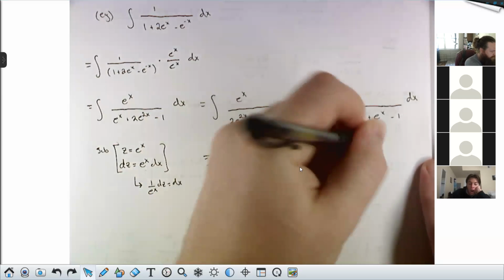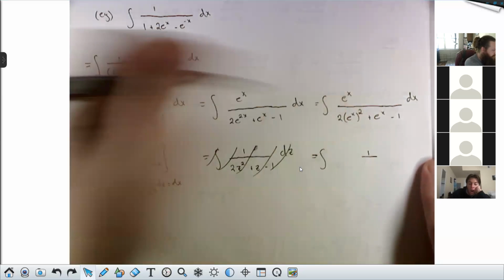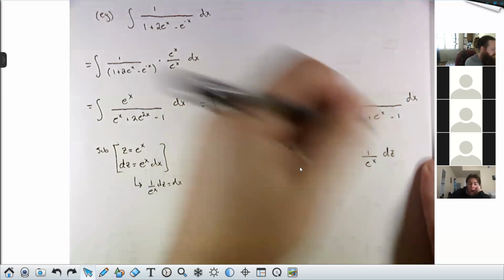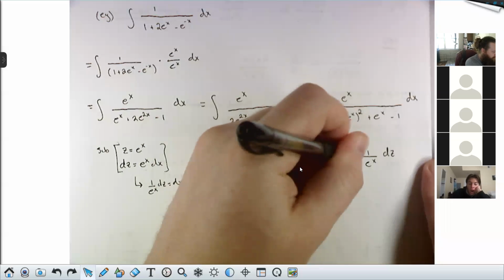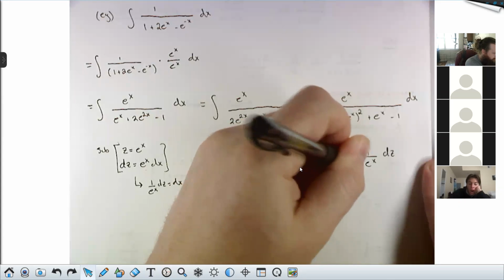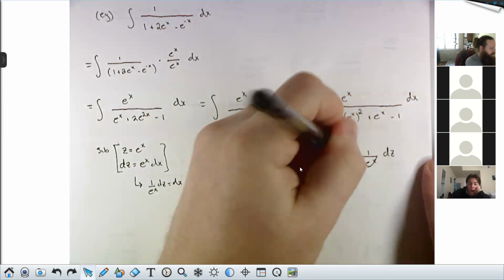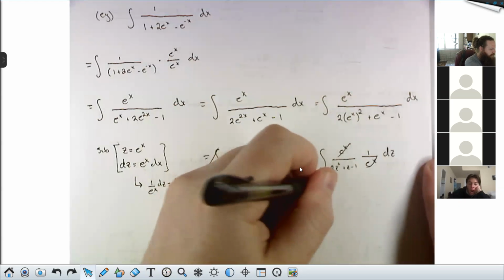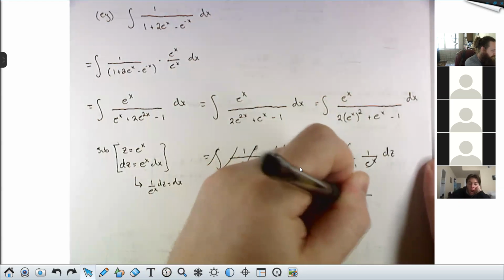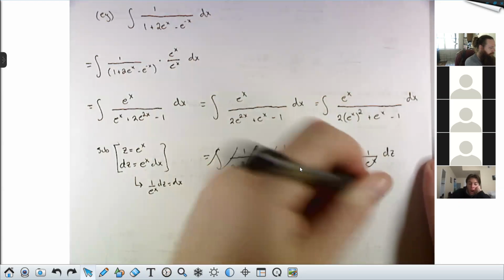So I've got dx, which is 1 over e^x dz. I've got the e^x upstairs, and I've got 2z squared plus z minus 1 downstairs. The e^x is here, cancel, cancel. And you get 1 over 2z squared plus z minus 1 dz.